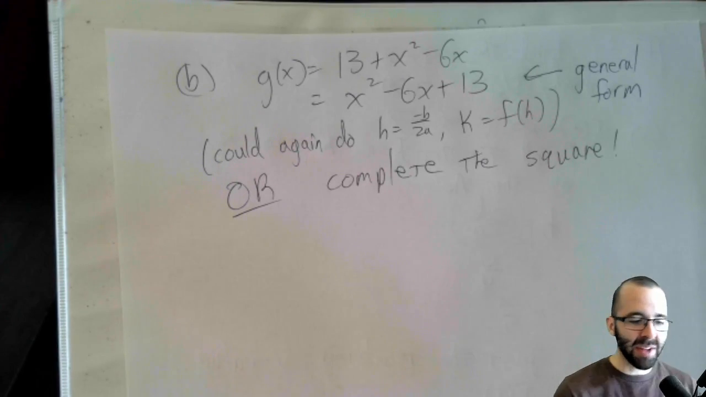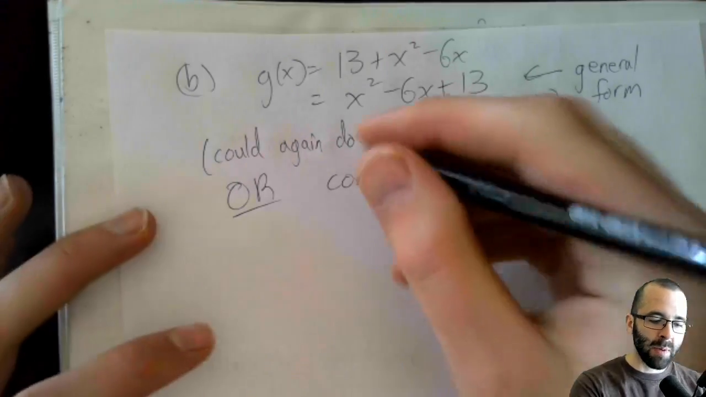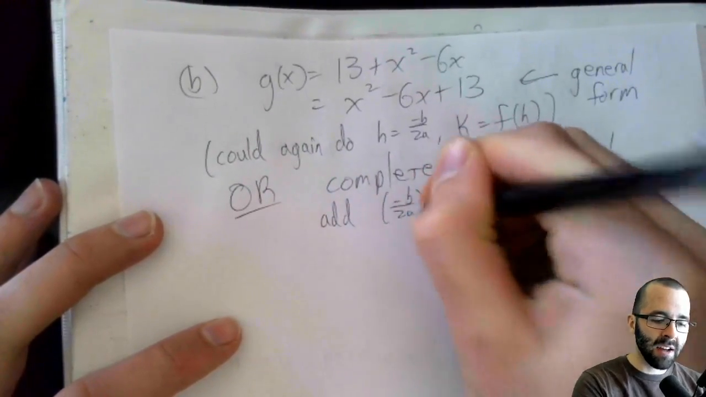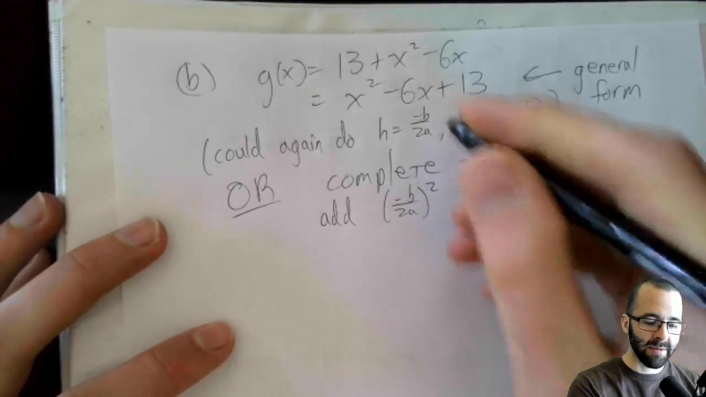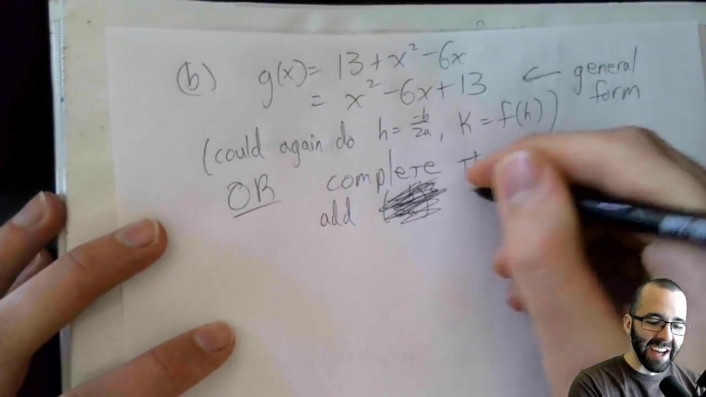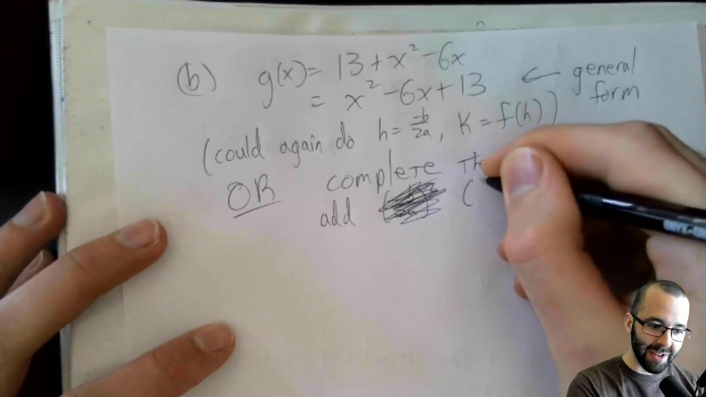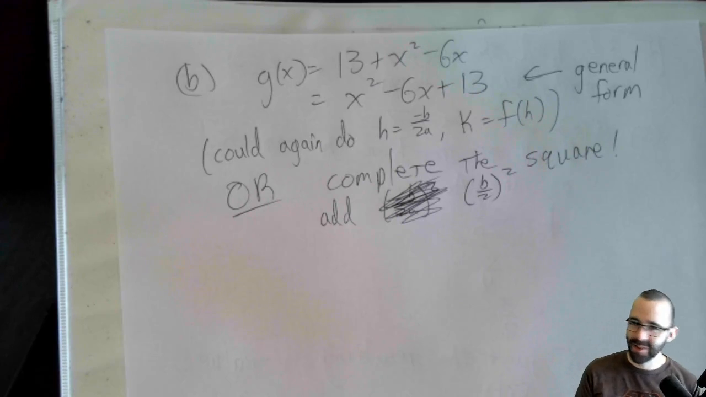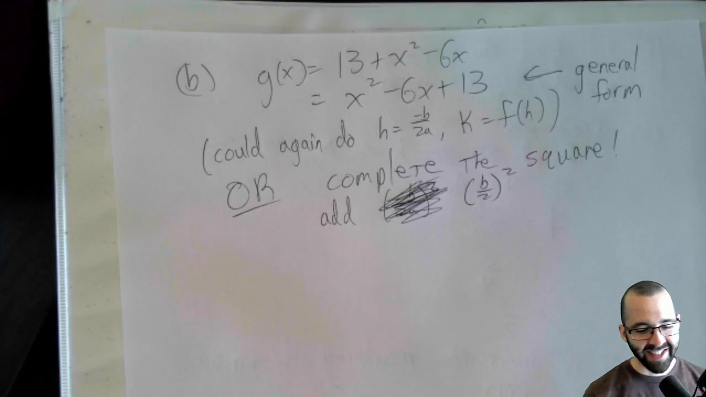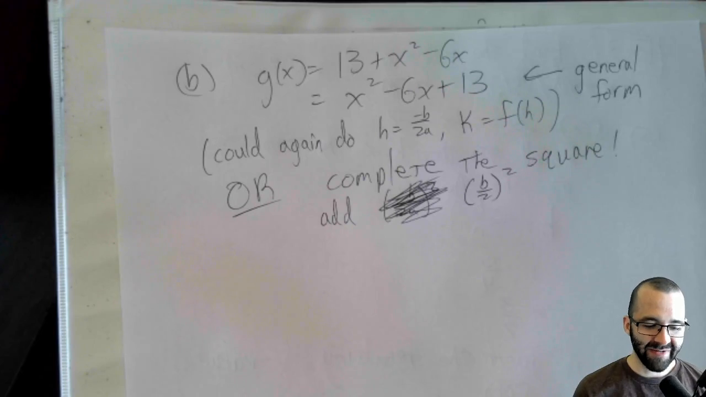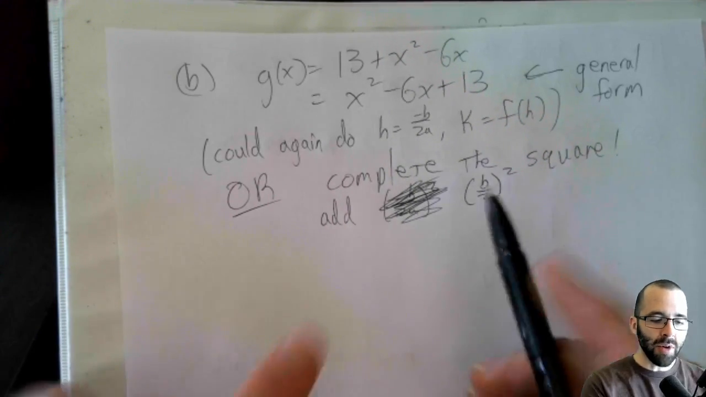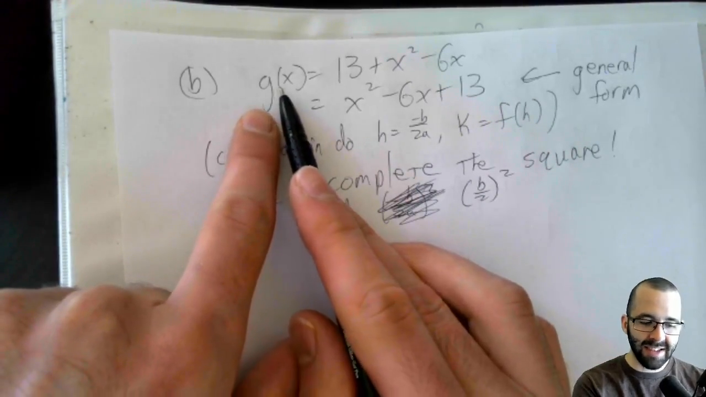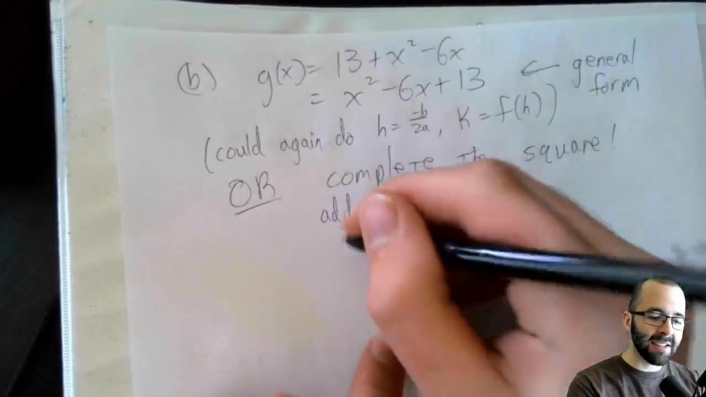So, how do we complete the square? Remember, to complete the square, we need to add negative b over 2a squared. Wait, that's not true. B over 2 squared to complete the square. There's too many letters and numbers in this class. Although I'm sure you guys know what that feels like. But normally we would add it to both sides. But we don't have a second side. This is just a function. So instead we're going to add and subtract.